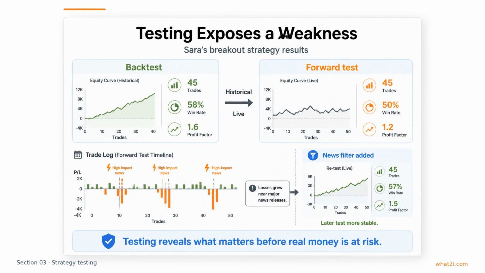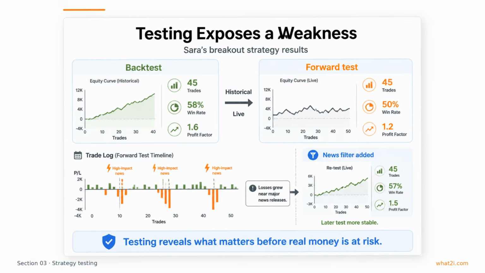Consider Sarah, who tests a breakout strategy and sees a noticeable difference between historical and live results. Her backtest shows 45 trades with a 58% win rate and a profit factor of 1.6. In forward testing, the win rate drops to 50% and the profit factor falls to 1.2. When she reviews the trade log, she notices that larger losses cluster around high-impact news releases. That discovery points to a specific weakness rather than a total strategy failure. After adding a news filter and retesting, the results become more stable, which is exactly what good testing is supposed to uncover.